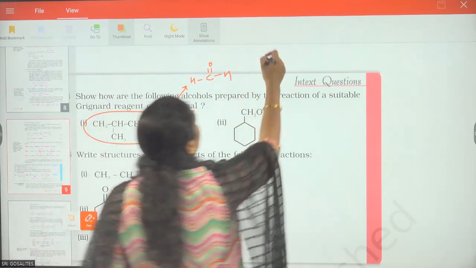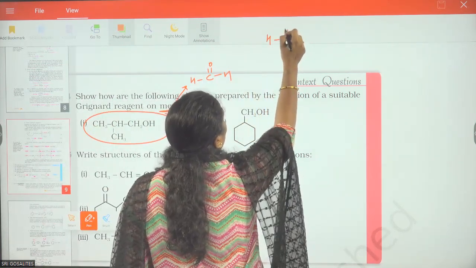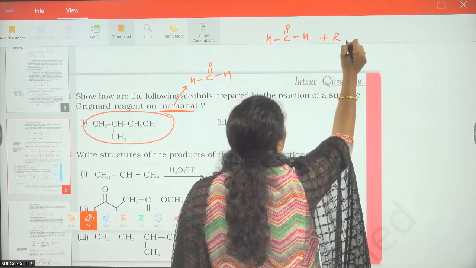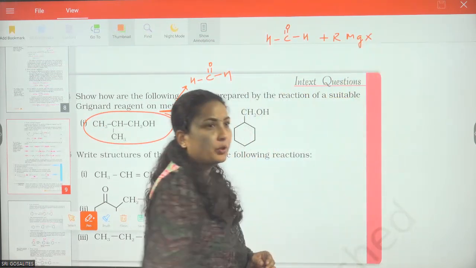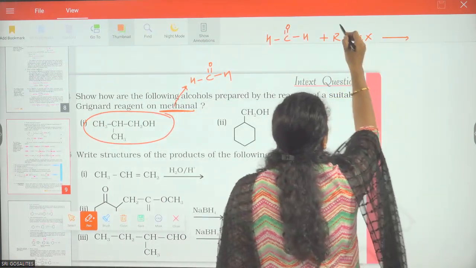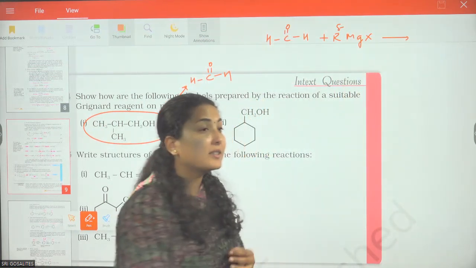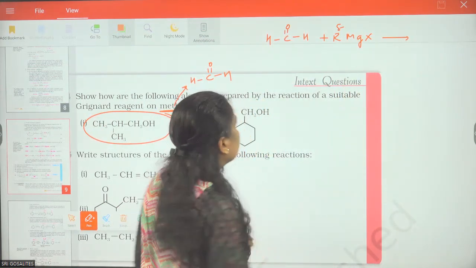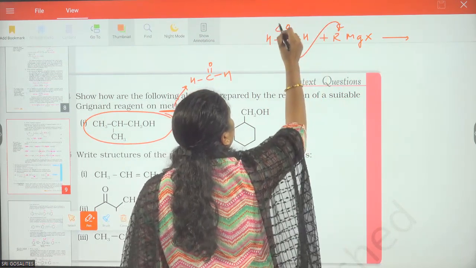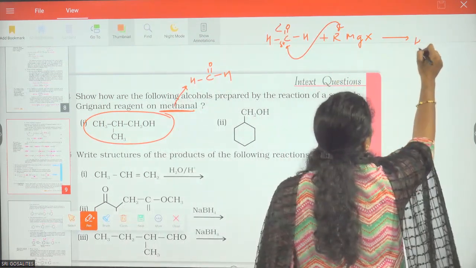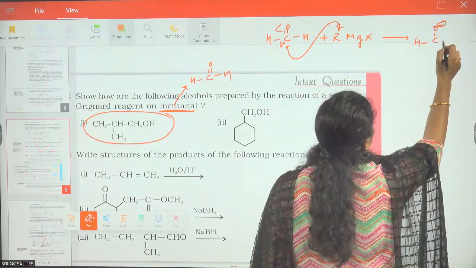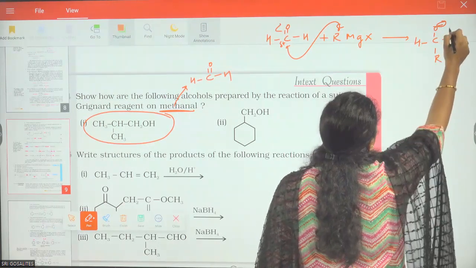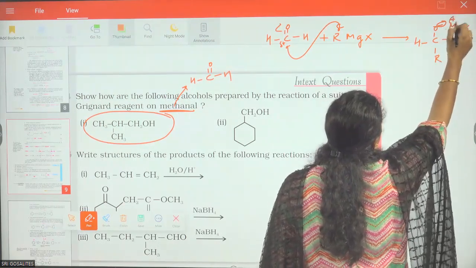Now whenever we write something like this, HC double bond O, and suppose RMgX I'm writing in general, what we mean here is that from the Grignard reagent you will be getting this carbanion-like species, R minus, which will be attacking at this delta plus center. And what you are going to get is HCO minus with H and R here. If you want to write MgX, no problem, you can write it there.